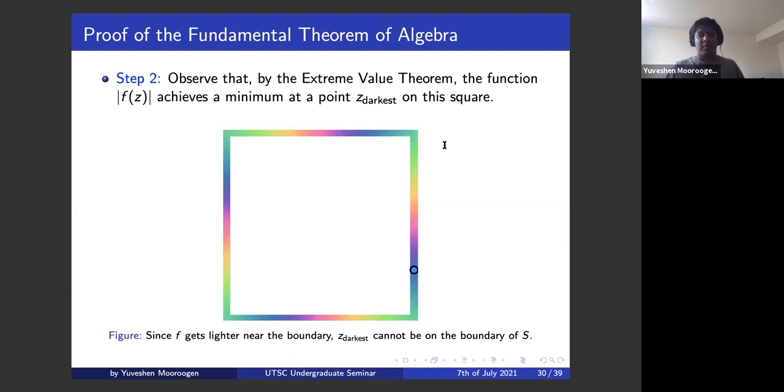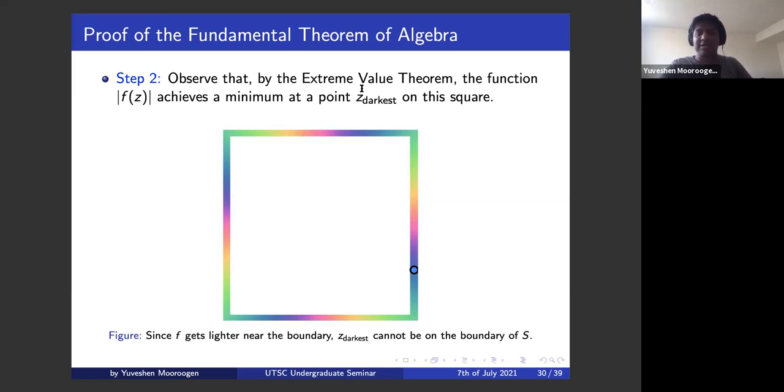So by the extreme value theorem, just a quick reminder, the extreme value theorem tells me that if I have a continuous function on a compact set, say a closed interval, then I'm going to achieve my minimum and my maximum on that set. Essentially, in this case, it just means if you have a continuous function on a square, then you can find a smallest value and a maximum value for that function on that square. So by the extreme value theorem, which I'm going to apply to the continuous function absolute value of f of z, I can find a minimum for that function inside my square.